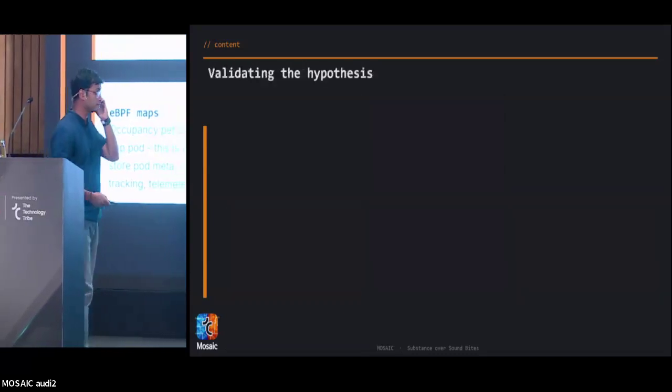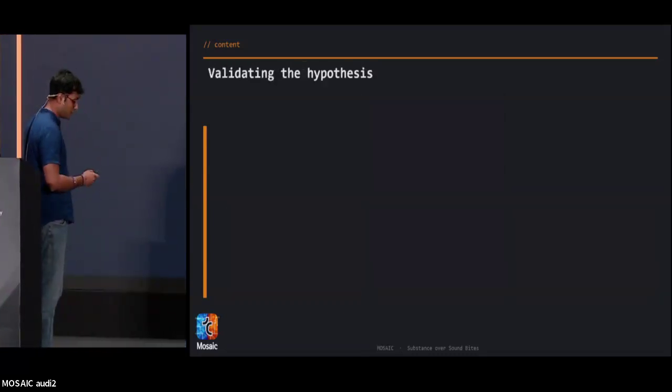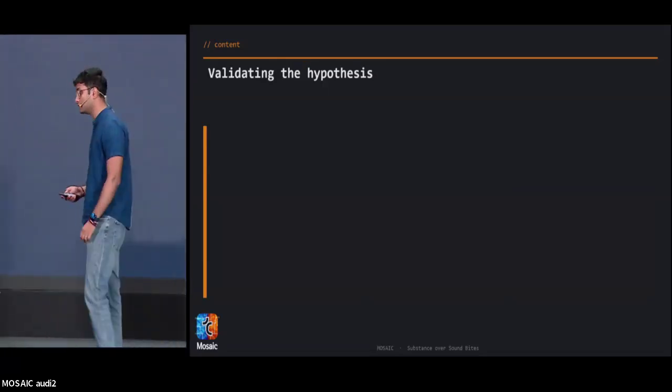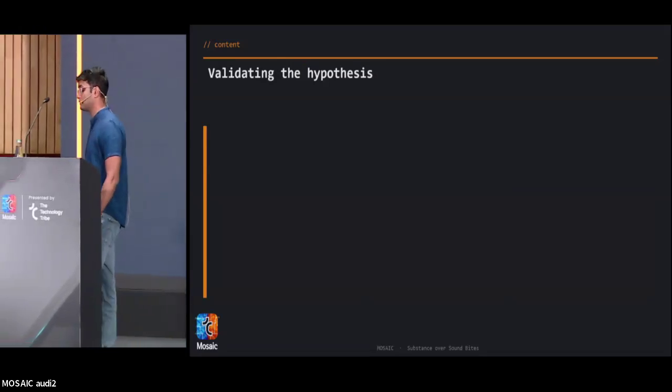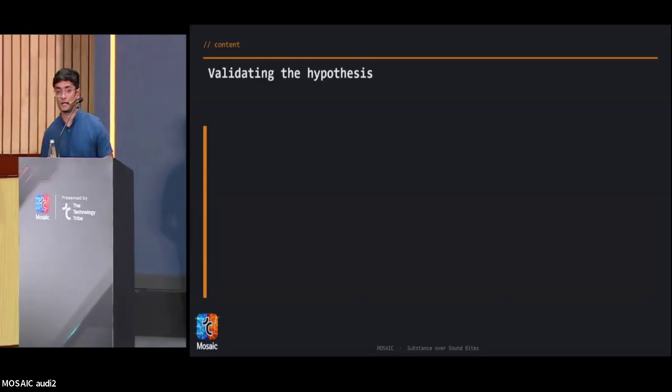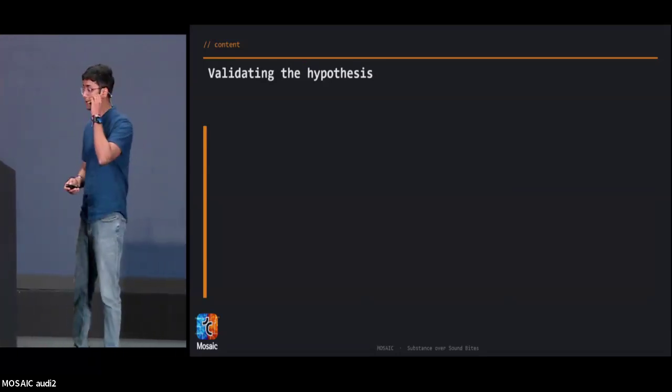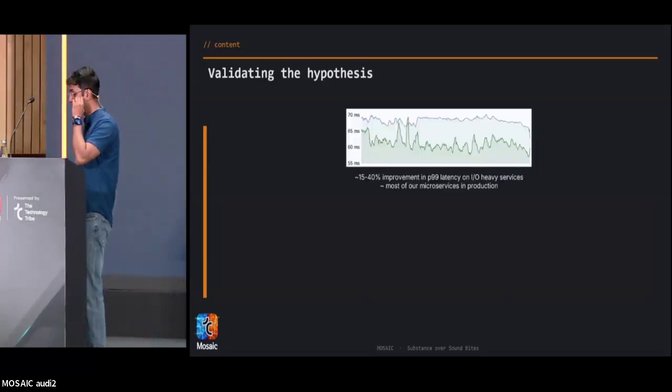and we continuously exercise this in production. So we validated the hypothesis by having an A/B type of rollout, where we were running services in an A/B format, one on a sidecar-based service mesh, the other without it, purely on eBPF. And this is what we noticed.